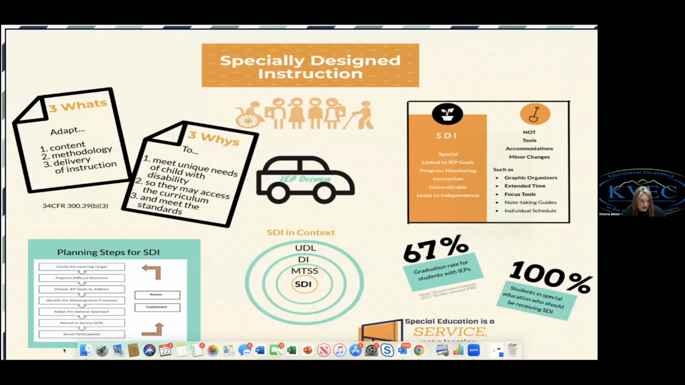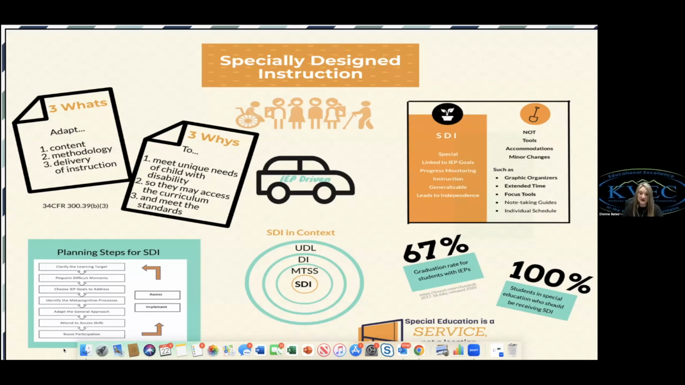And so I'm going to spend just a minute talking about then that next layer. There's another layer that's beyond accommodation and modification. So if you're thinking about kind of a cake, the bottom level of that cake is that universal design for learning. So everybody gets that. And then the next layer on top is that differentiated instruction. So that maybe is not all students. So that's that next tier of that cake.